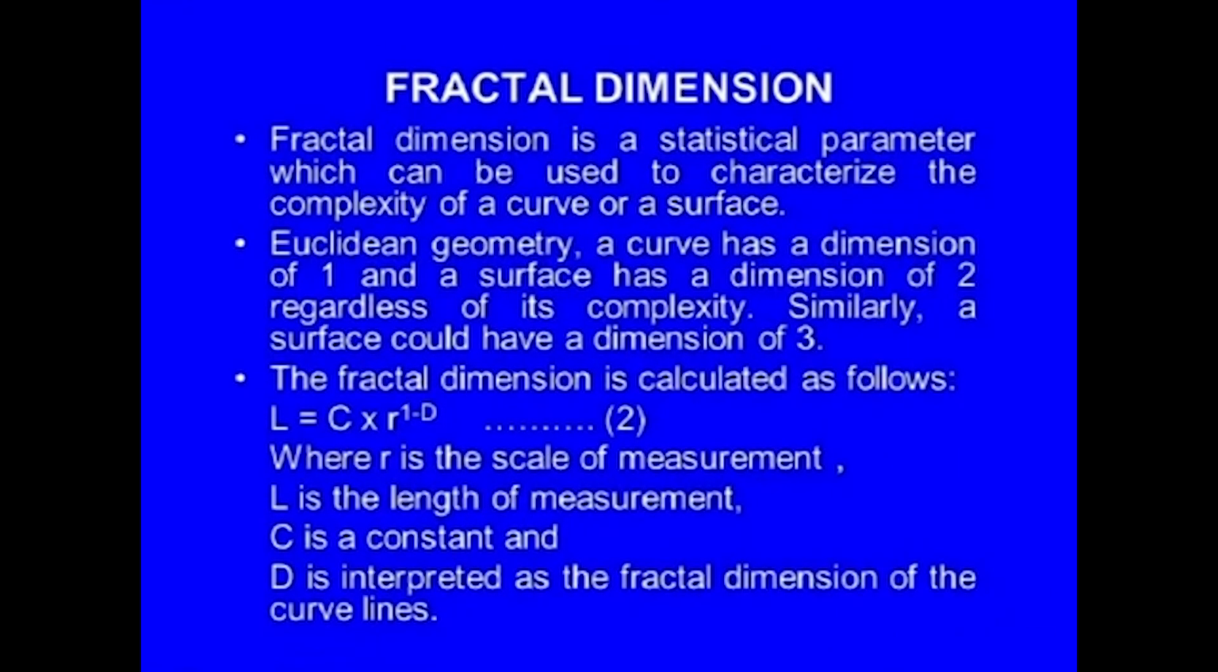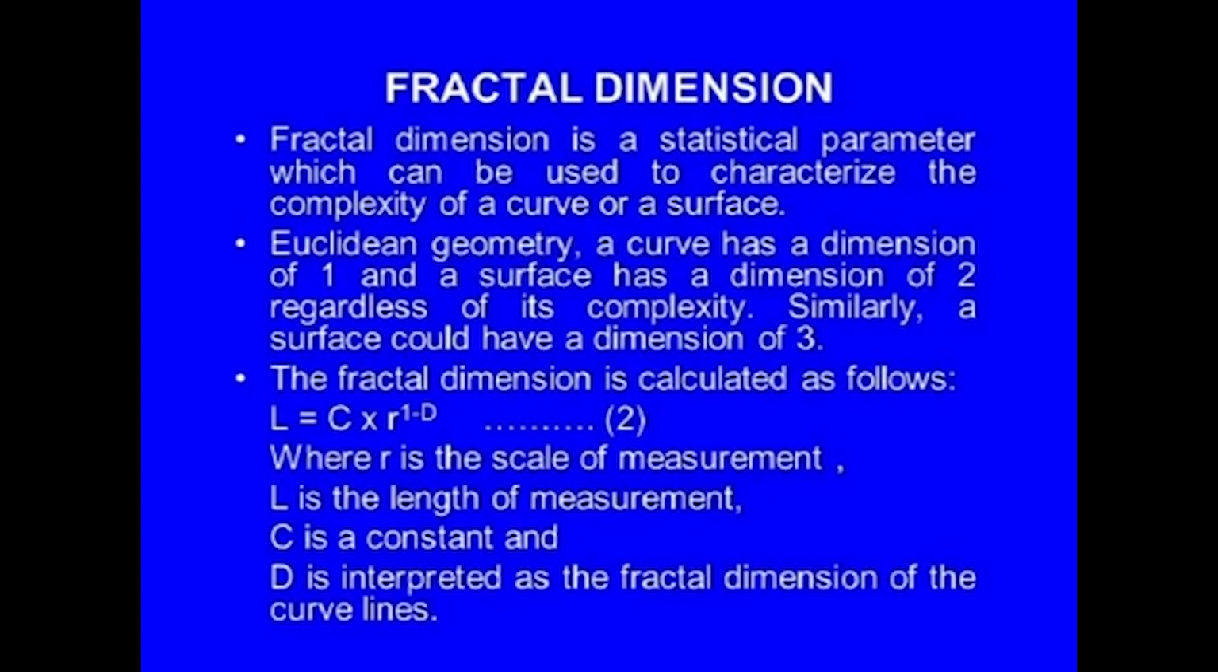So, let us look at what is fractal dimension. Fractal dimension is a statistical parameter which can be used to characterize the complexity of a curve or a surface. In Euclidean geometry, a curve has a dimension of 1 and a surface has a dimension of 2 regardless of its complexity. Similarly, a volume could have a dimension of 3.